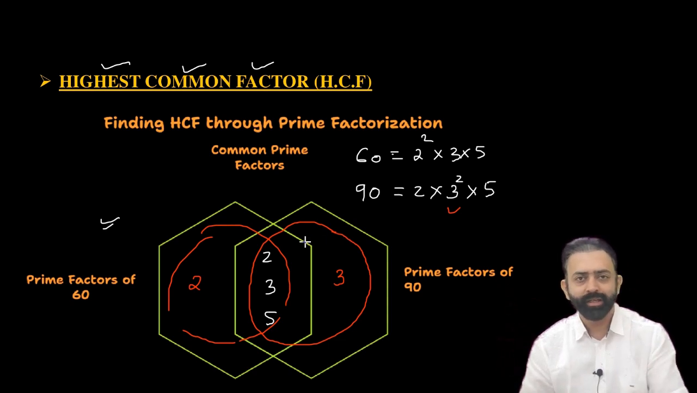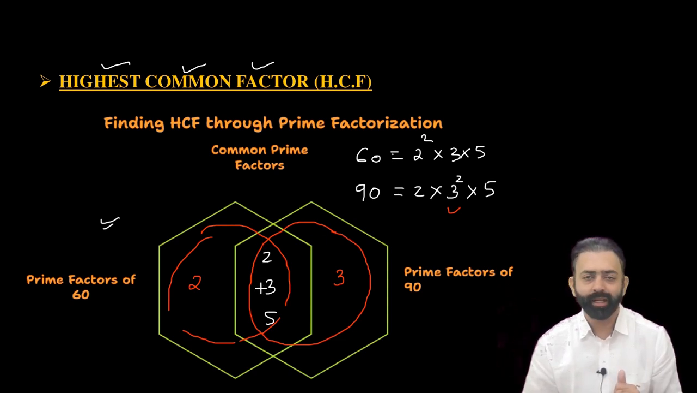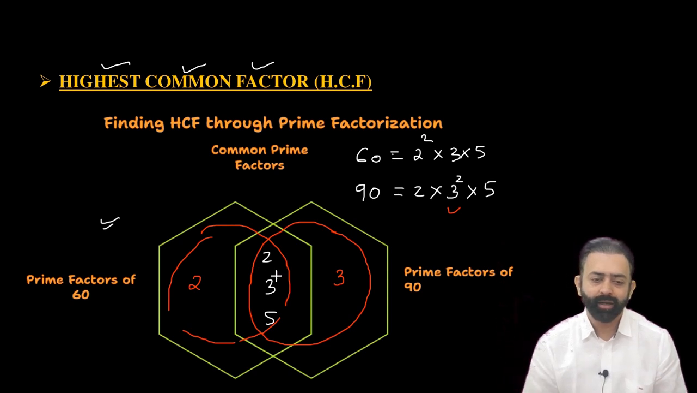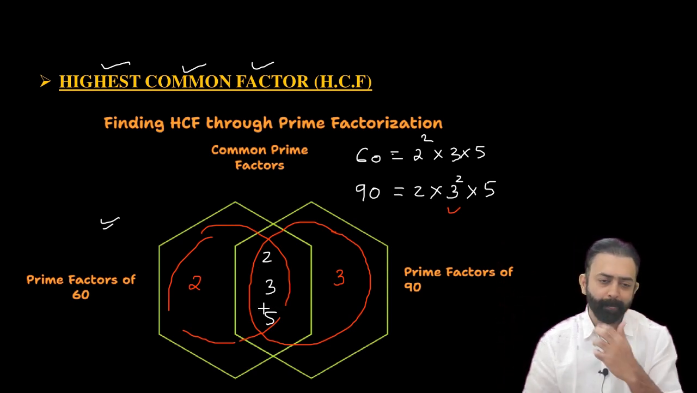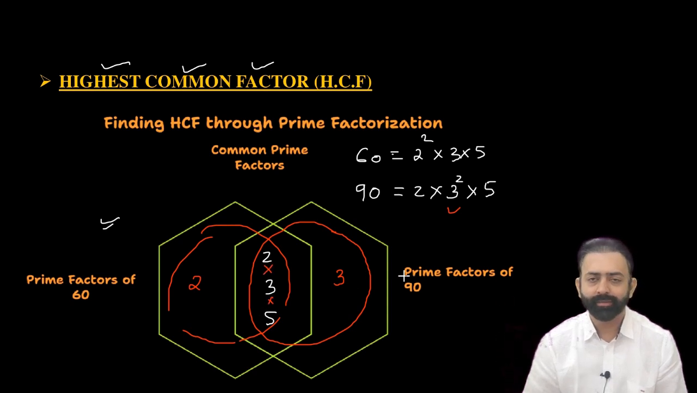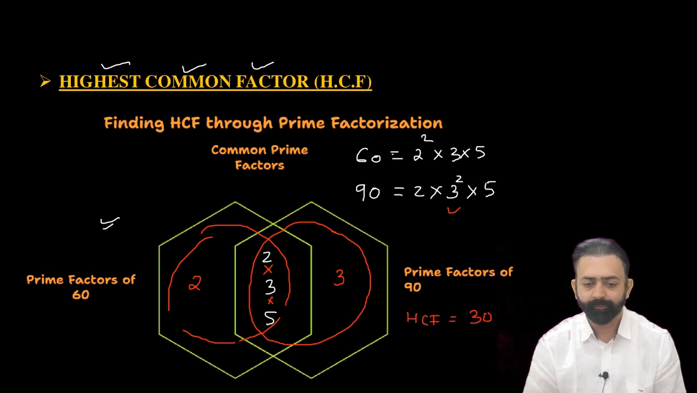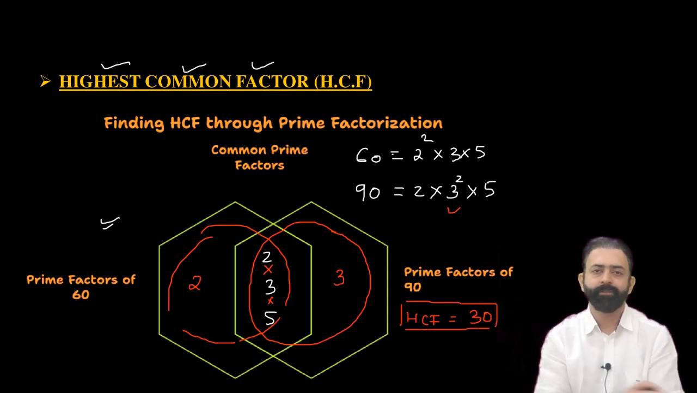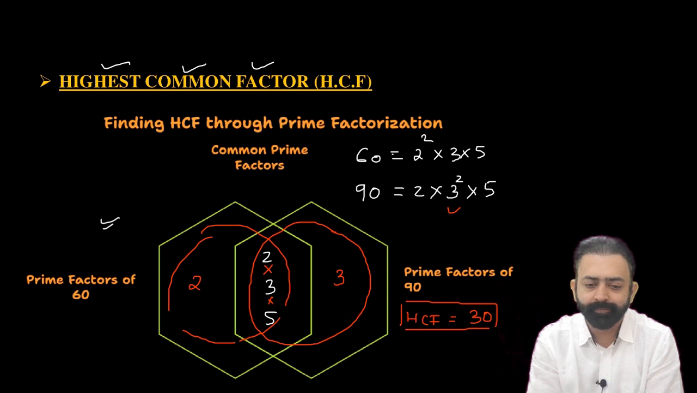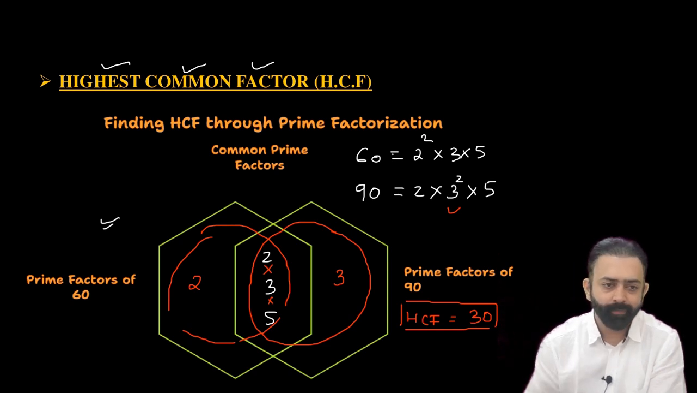And as you can see, the common numbers which are lying in 60 and 90 are 2, 3 and 5. So multiply these numbers, you will get HCF as 30. This is your answer. Okay. HCF as 30. I should write down here.